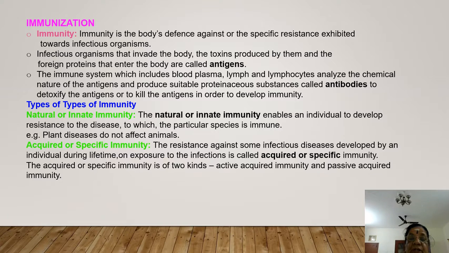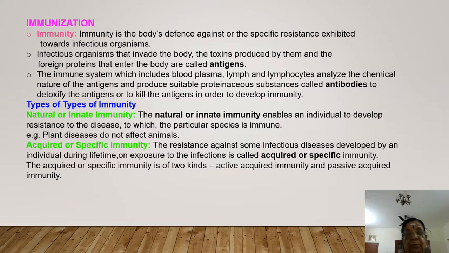Whereas when we are developing after birth, during our lifetime and exposure to infection, அதான் ஒன்று சொன்னோம்ல, சிக்கன் பாக்ஸ் ஒரு தடவை வந்தாச்சுன்னா அடுத்தது வராது. அந்த மாதிரி resistance against some infectious diseases developed by an individual during lifetime on exposure to infections is called acquired or specific immunity. I hope you are able to follow this. So the acquired or specific immunity is of two kinds: active acquired immunity and passive acquired immunity. I hope you are following this.